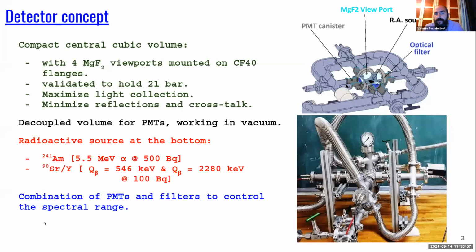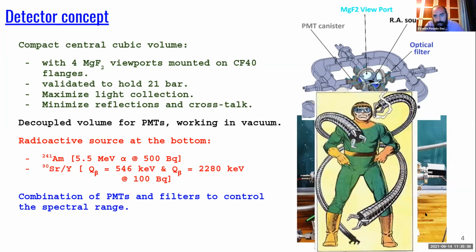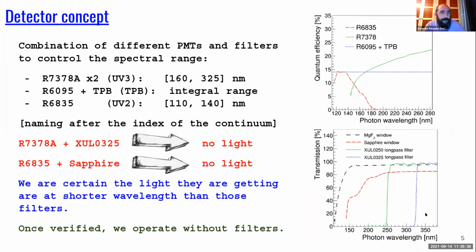The accessory volumes are where the PMTs are placed, and we have 4 of them working in vacuum. At the bottom, we place a radioactive source. It is either an alpha or a beta source, as you will see later. Then we use a combination of PMTs, which I will show now, in order to control the spectral range that we are seeing. And this is an actual picture of the setup, which might remind you of somebody.